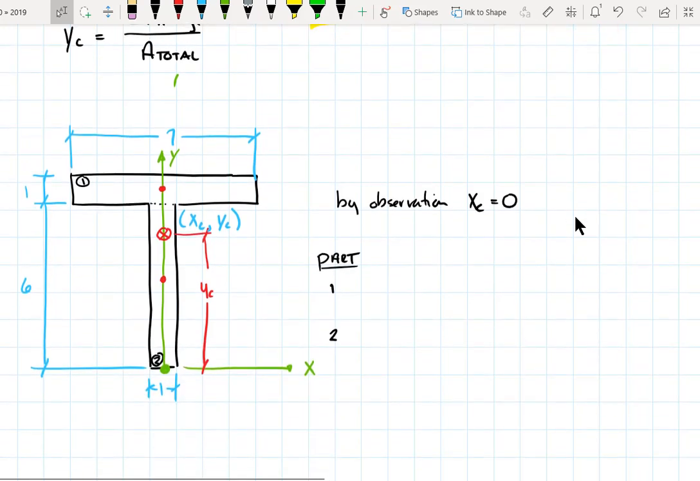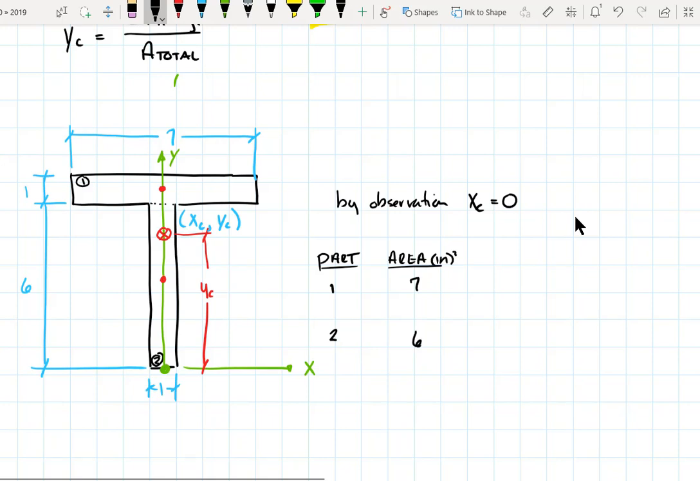So first thing I do is area. And these are, I guess, inches, so we'll make these in square inches. Part 1 has 7 times 1, so it's 7. Part 2 is 6 times 1, which is 6.